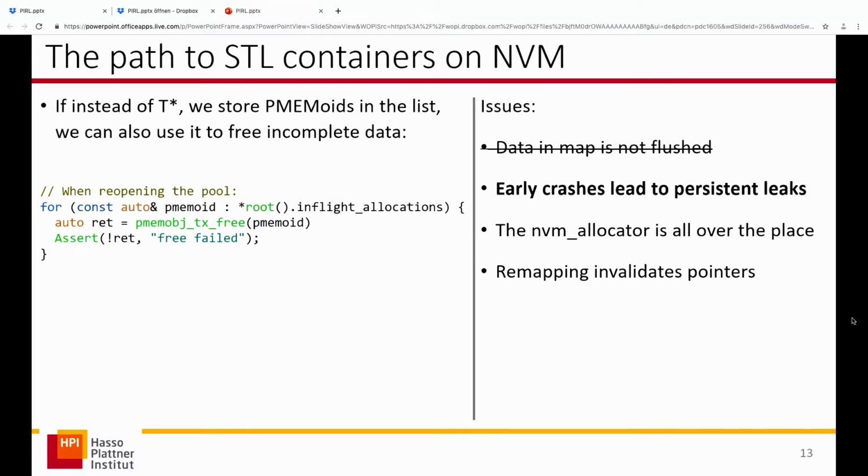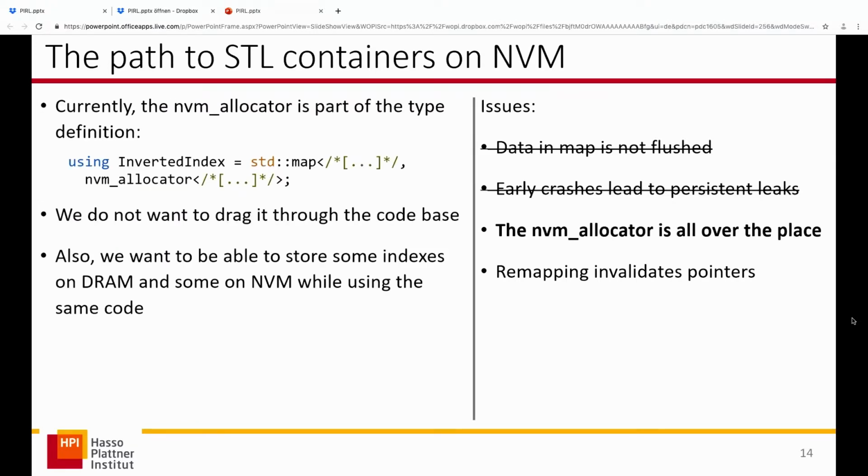If instead of storing the void pointer there, we use the object IDs, we can also use the vector that we've written to free all the data that has not been persisted once we restart our process. So we do have that persistent vector, and if we restart our process, we see that persist has not been called successfully. We can simply iterate over all the allocations that we've done in the past, deallocate them, and we don't have any persistent leaks. So that problem is solved as well.